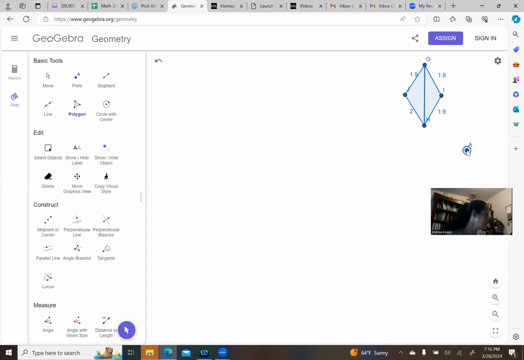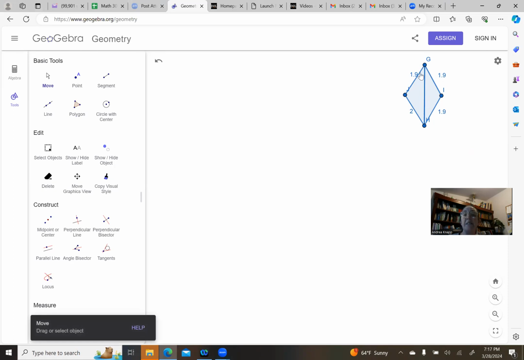So problem 20 says construct any convex kite. Then construct a second convex kite that is not congruent to the first, but whose sides are congruent to the corresponding sides of the first kite. So you can see the kite that I have here, and it's pretty close to a kite.